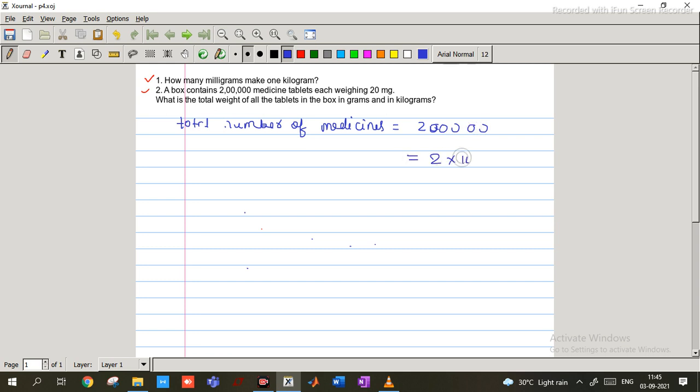2 into 10 raised to 5. Can I write it in this way? If you don't want to write, that is fine, right? Because 2 into 1, after that 5 zeros, when I multiply that, I'll get the same result. So I'm writing it in this way for easy calculation, since what is the need to write 0 0 0 again and again? That's why I've written it. Now he's saying the total number of medicines are these, right? So let's call it capital N.